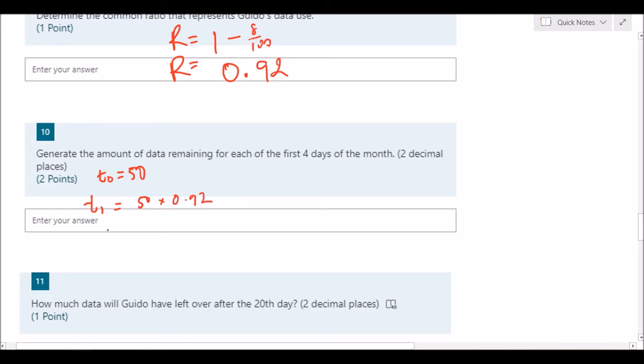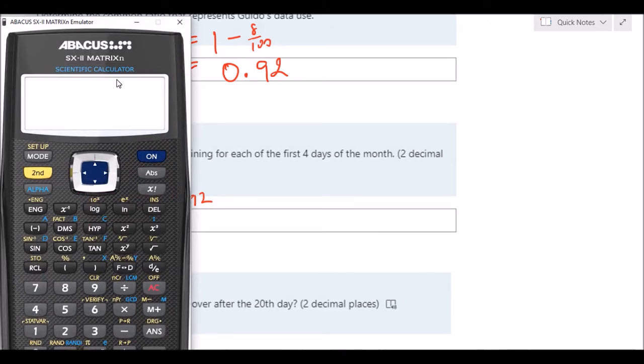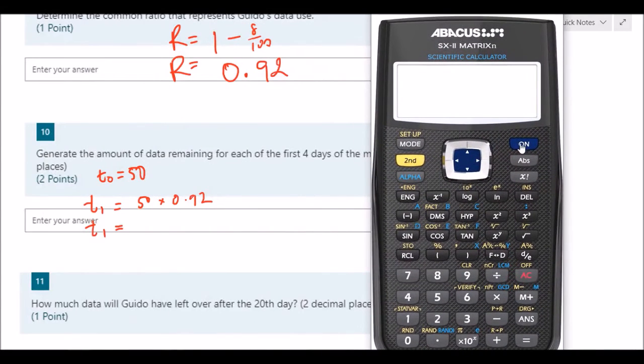You don't have to show your working out for this because it can get a bit much. Okay, right, we'll just list it. So I'll show you how to do it on a calculator. You start off with 50. Press enter, and then you're multiplying it by the common ratio, 0.92. So day one is 46.